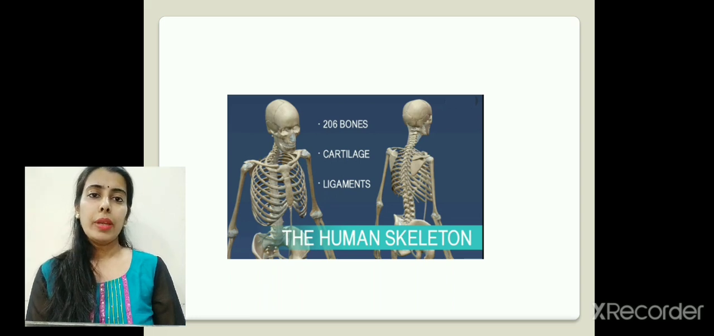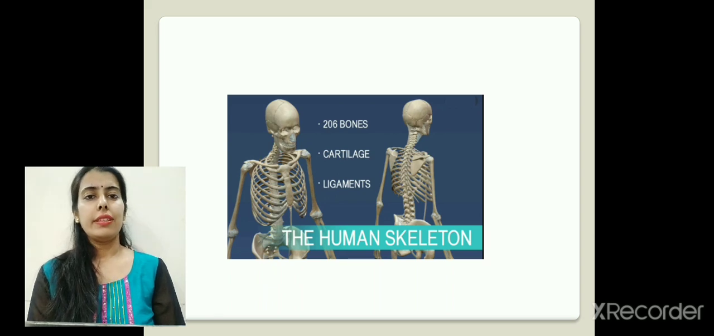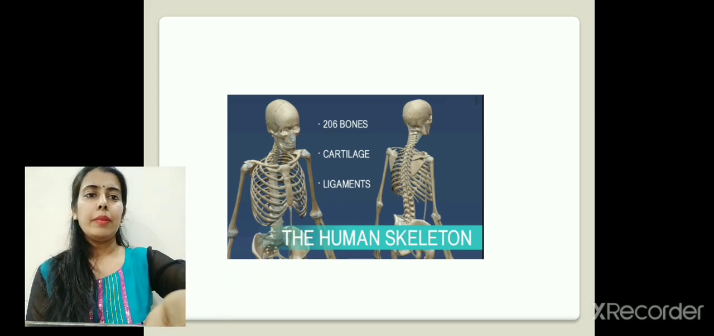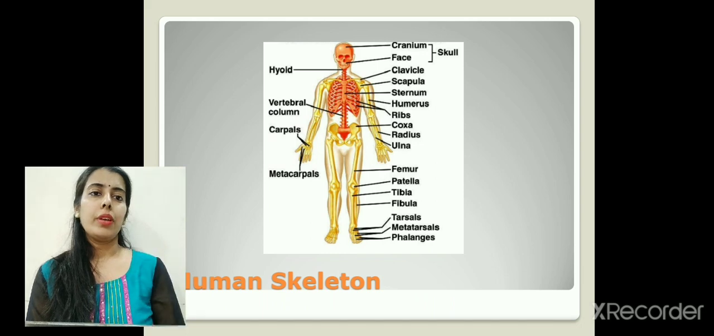When a newborn baby is born, it has more than 300 bones. But as it grows into an adult, many bones become fused together and an adult has 206 bones. Here is a picture that will show you the important bones of the human skeleton.